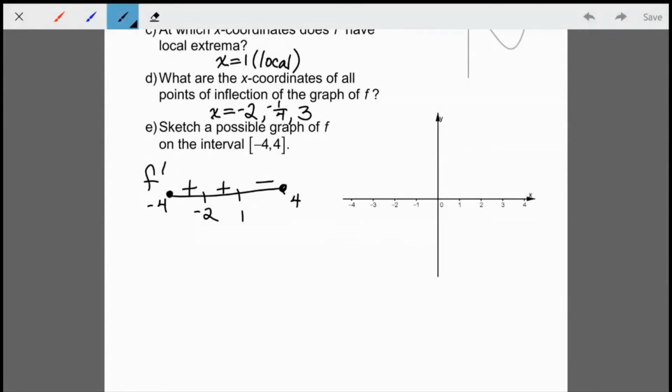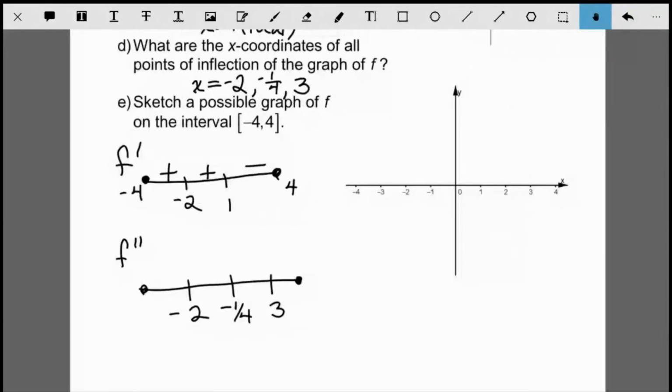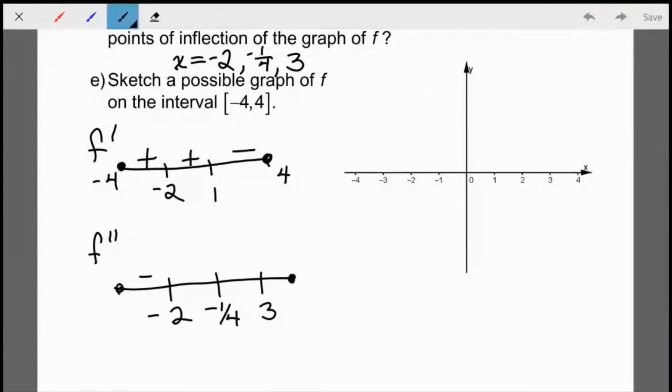Now, the other thing I want to account for is the second derivative. With the second derivative, I'm going to use my answer from part D to help me create this sign chart. So we said there were points of inflection at -2, -1/4, and 3. Now looking at my graph, I can see that from -4 to -2, my derivative was decreasing in value. And then remember, these are all points of inflection, so I know they're just going to alternate here. That's going to give me a feel for the concavity of that graph. Concave down, concave up, concave down, and then concave up again.